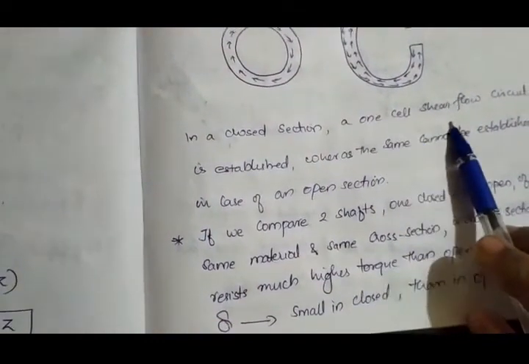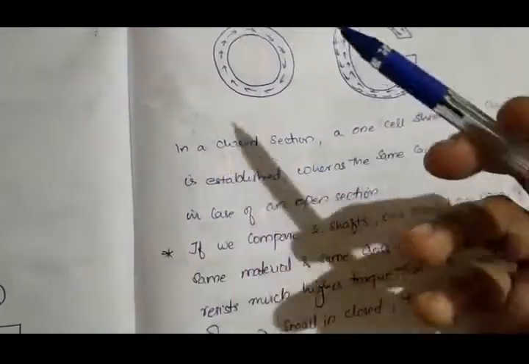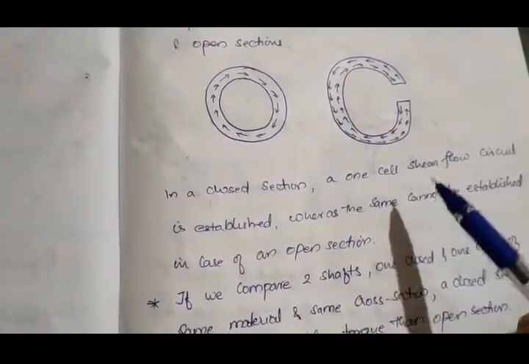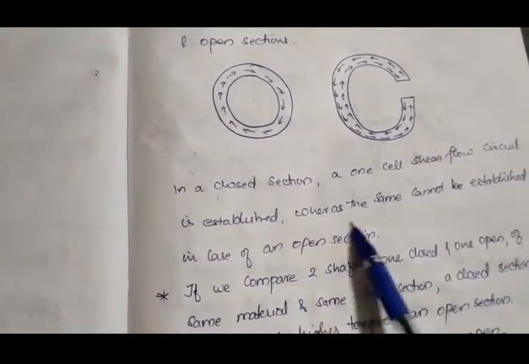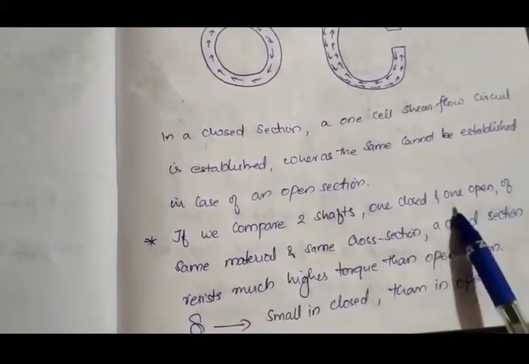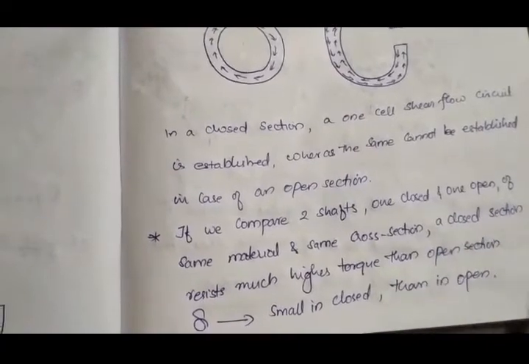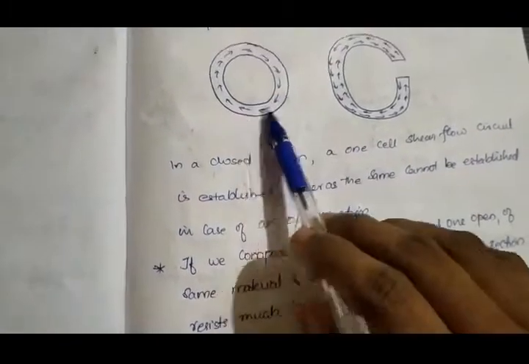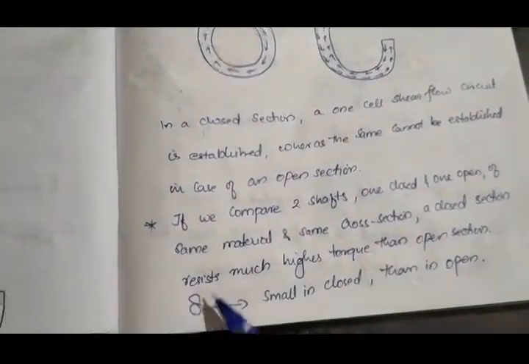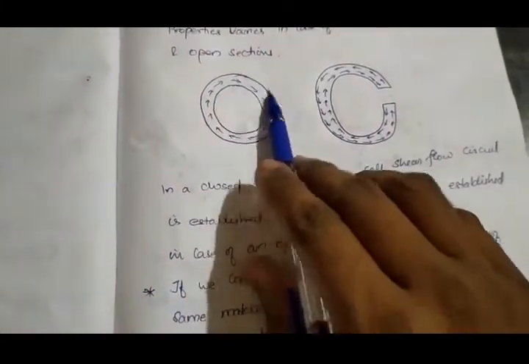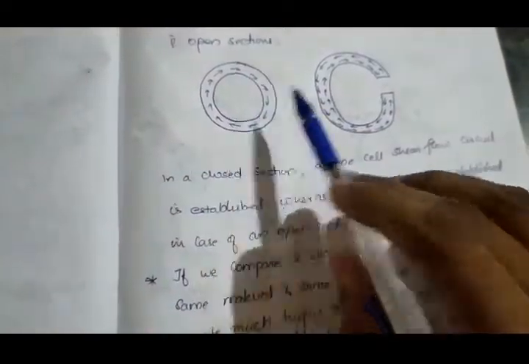In a closed section, a one cell shear flow circuit is established; this one cell and two cell we'll be discussing in our upcoming problems. The same cannot be established in case of an open section. If we compare two shafts, one open and one closed, of the same material and same cross section, a closed section resists much higher torque than an open section. For both the cases there will be some deformation, and that will be small. In case of closed, deformation will be very little when compared to the open section.